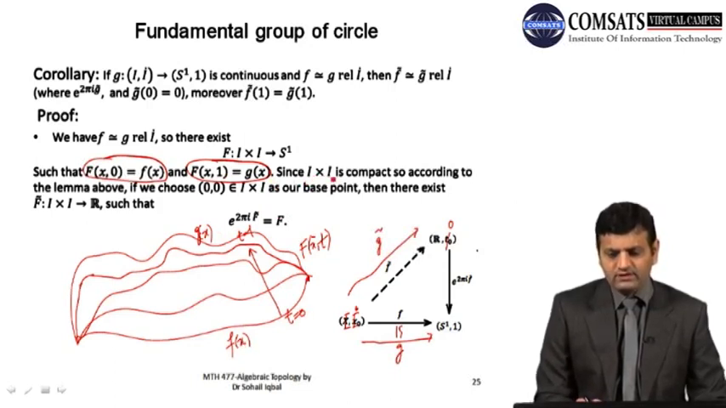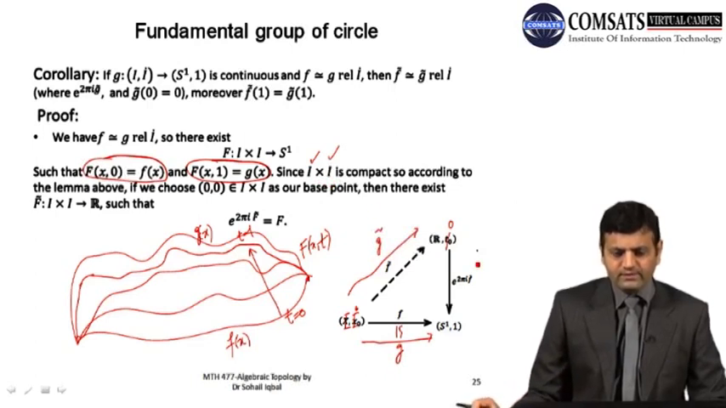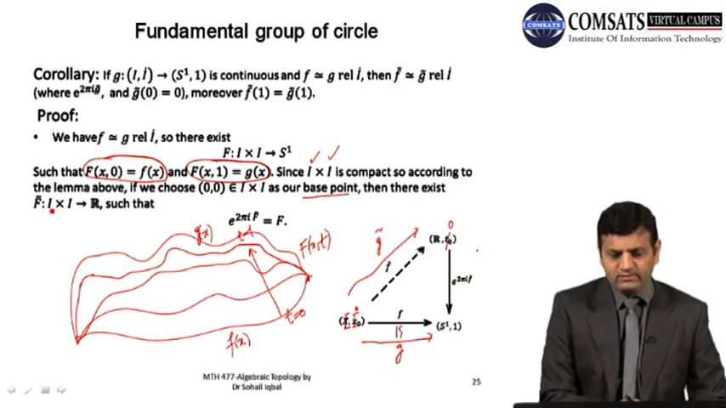Now since I is compact, I cross I, this Cartesian product, is compact. So according to the above lemma, after choosing this (0, 0) as your marked point in I cross I, or as our base point, there exists F tilde from I cross I to R, such that this holds.